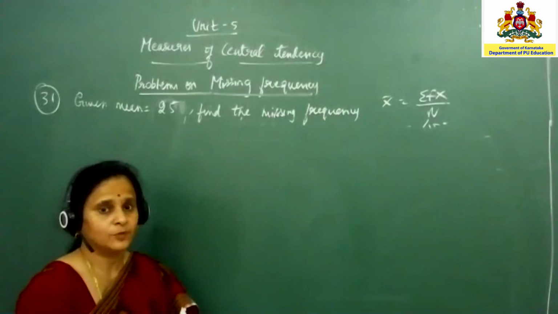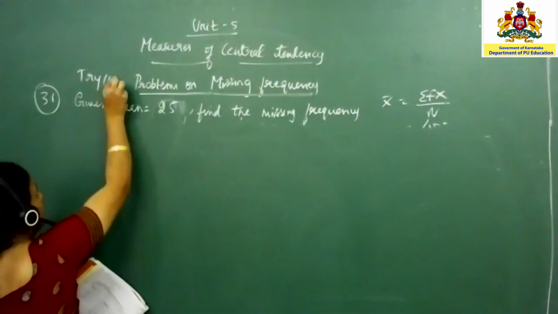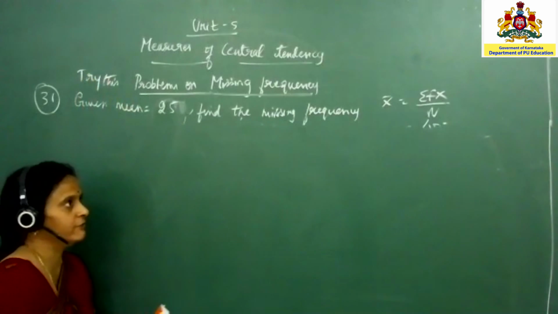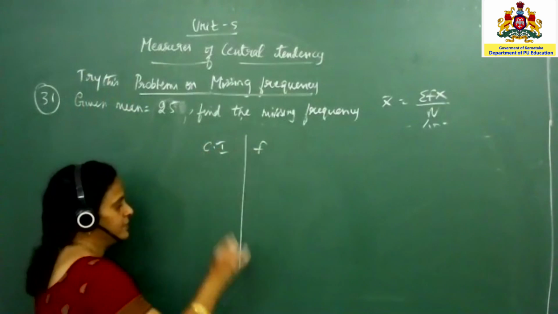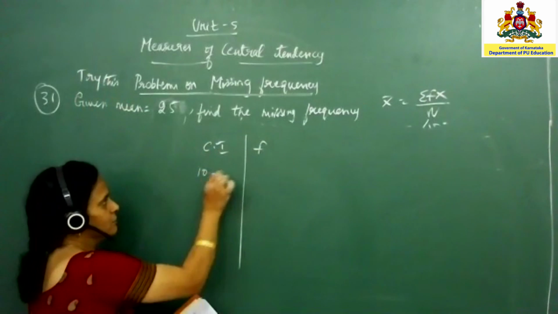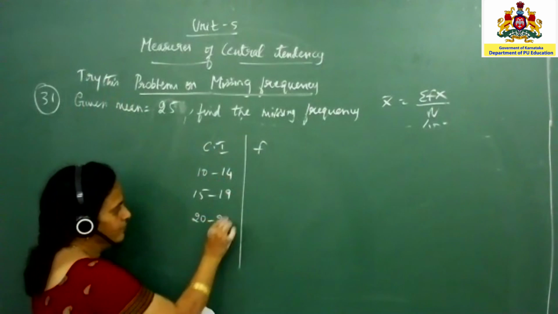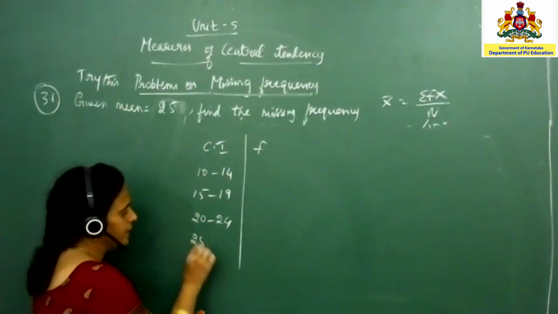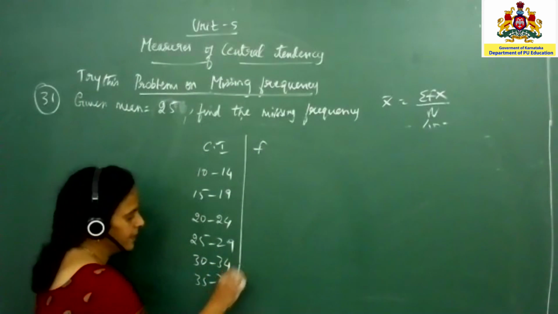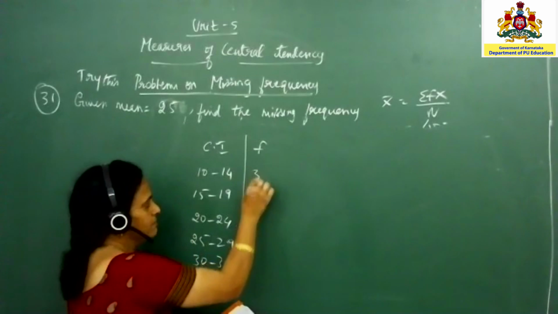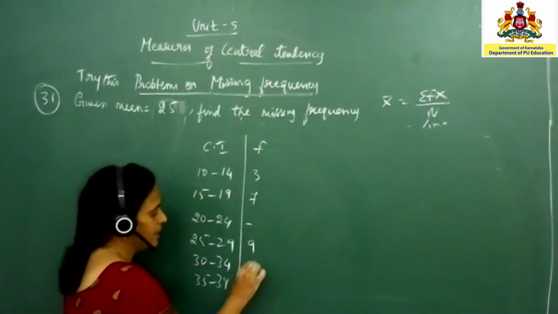So one more problem. Okay, so this is again a missing frequency problem. So you try this one similar to the previous one. So here n is given as 25, we have to find the missing frequency. And the given data, class interval and frequency is given. So your class interval is 10 to 14, 15 to 19, 20 to 24, 25 to 29, 30 to 34, and 35 to 39. Okay, and second column 3, 7, dash, 9, 11, and 1.